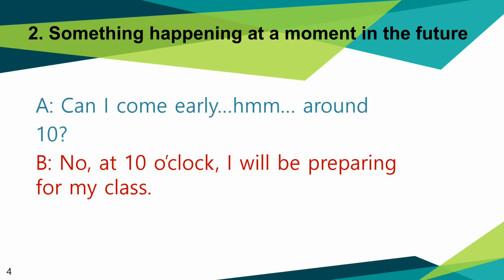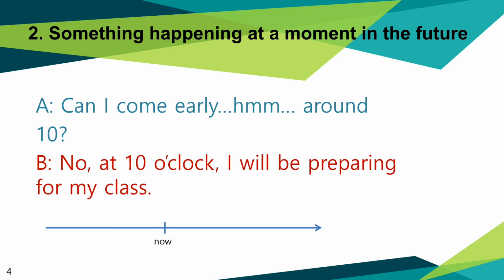Function number 2. Something happening at a moment in the future. Can I come early? Around 10? No. At 10 o'clock, I will be preparing for my class. So at that very moment, you will be preparing for the class, and that's why you don't want your friend to come at that time.